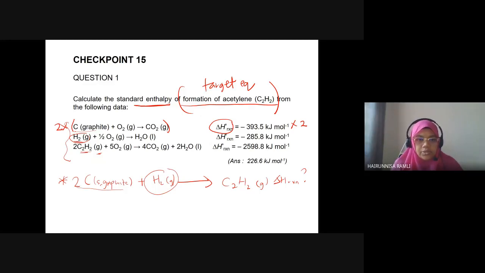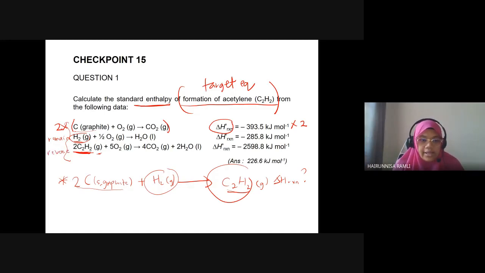Okay. Tak ada isu. Now here, equation 2, you can remain. Okay. And then product, C2H2. You have C2H2 from equation 3 and this C2H2 is on the left side. You not on the right side. So you have to reverse.